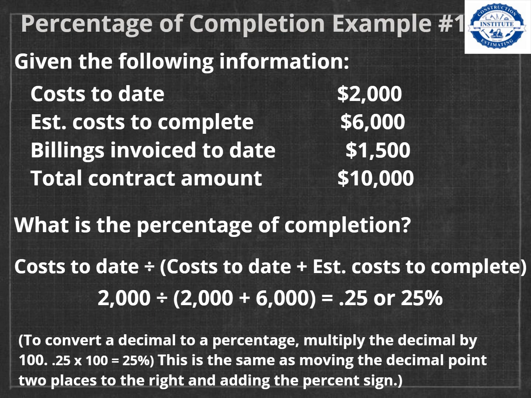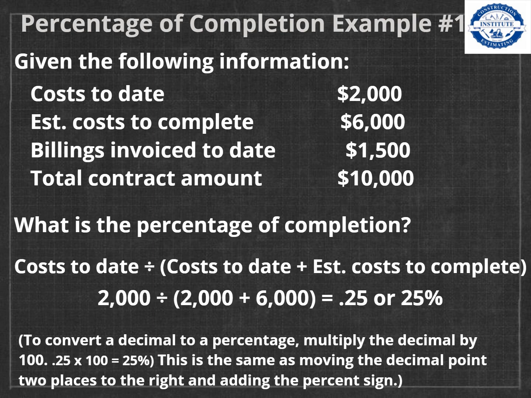Given the following information, costs to date $2,000, estimated cost to complete $6,000, your billings invoice to date $1,500, and your total contract amount of $10,000. What is the percentage of completion? So looking back in your Builder's Guide to Accounting, page 24 at the bottom right, you will find the formula. Costs to date divided by, in parentheses, costs to date plus estimated cost to complete.